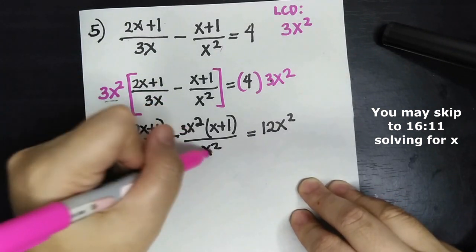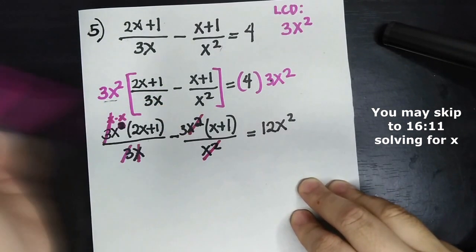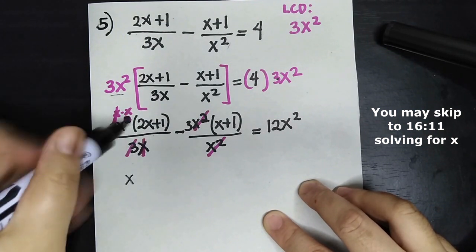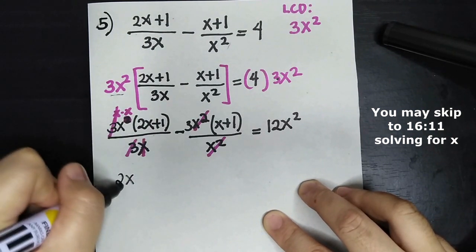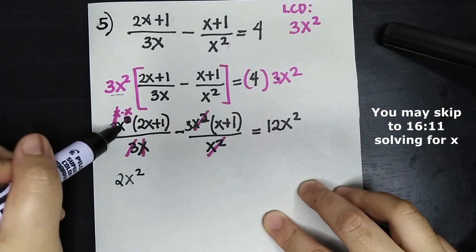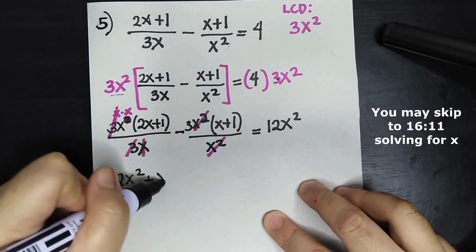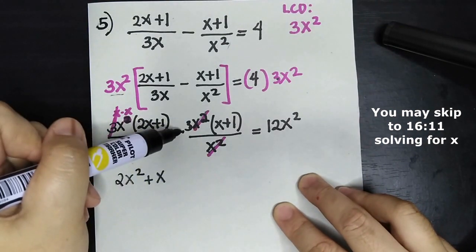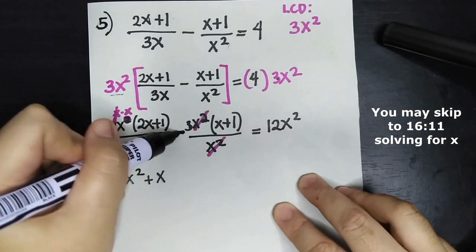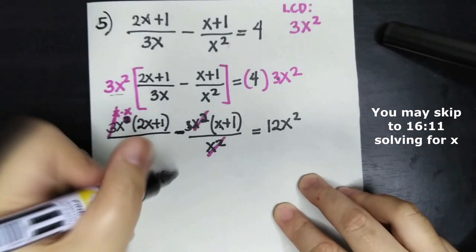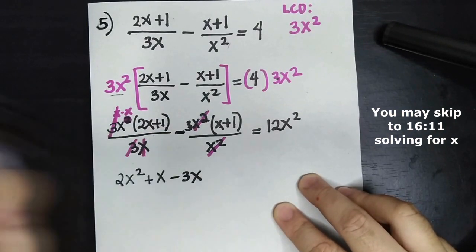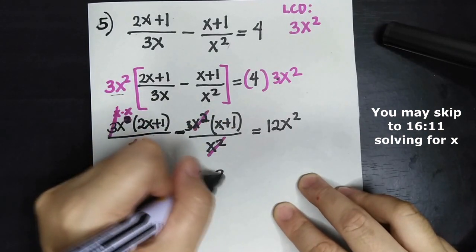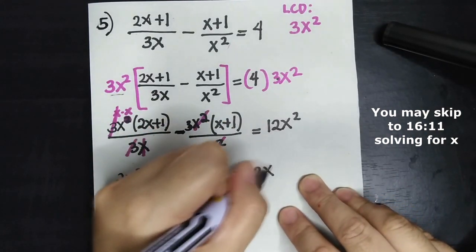Next, common ang x squared, parehong x squared, so ang x squared ang cancel out. Tapos, multiply that to these terms. So, x times 2x magiging 2x squared. And x times 1 magiging positive x. Since nawala na ang x squared, we are now left with negative 3 kasi minus sign dito. So, negative 3 times x magiging negative 3x. And negative 3 times 1 here magiging negative 3 equals 12x squared.